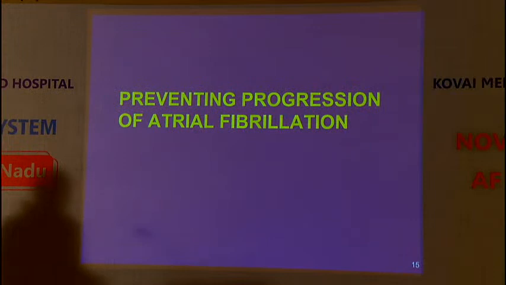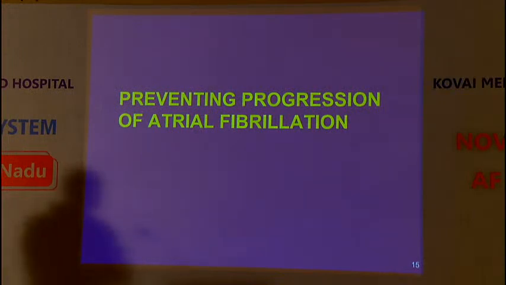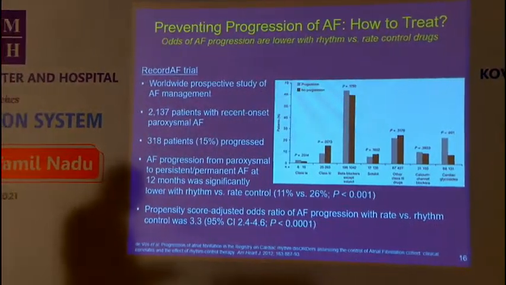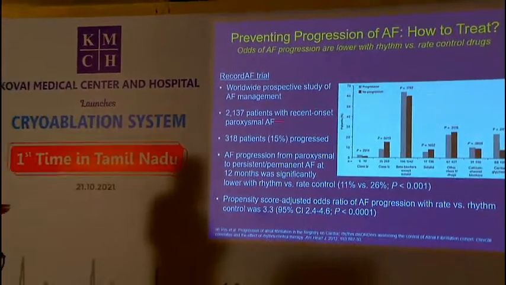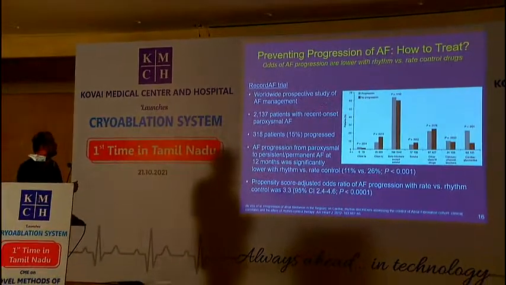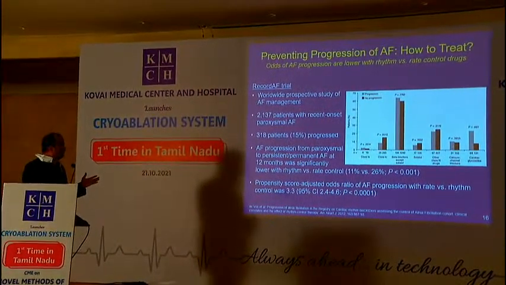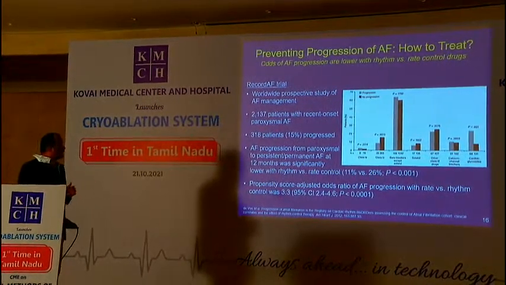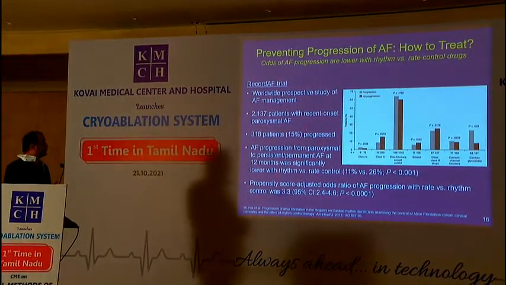So we know very well now that it is very important for you to stop the patient from moving from the paroxysmal to persistent form. How are we going to do it? How are we going to prevent progression of atrial fibrillation? There is a lot of data available. This was a big study which came from a worldwide prospective study on AF management. Close to 2,130 plus patients were looked at with paroxysmal AF. Close to 318 patients progressed, close to 15%.